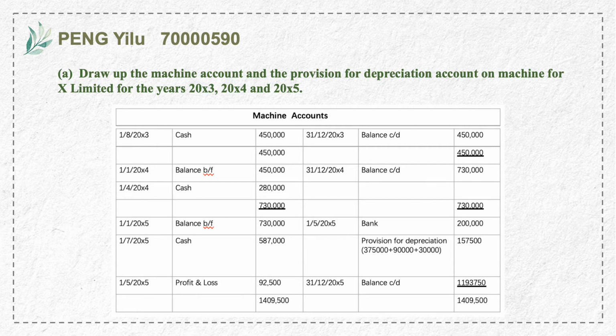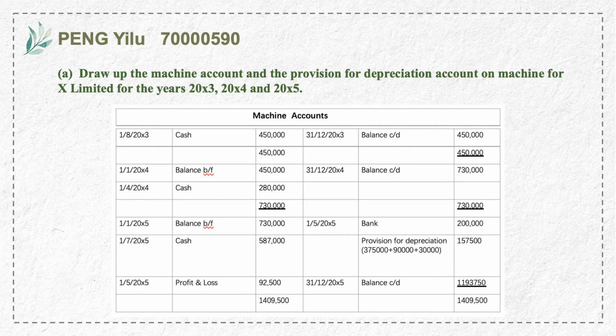the years 2000 X3, 2000 X4, and 2000 X5. We write down the machine accounts. Its title is very important. First, we should write down the 1st August 2000 X3. Cash, it means machine purchase.